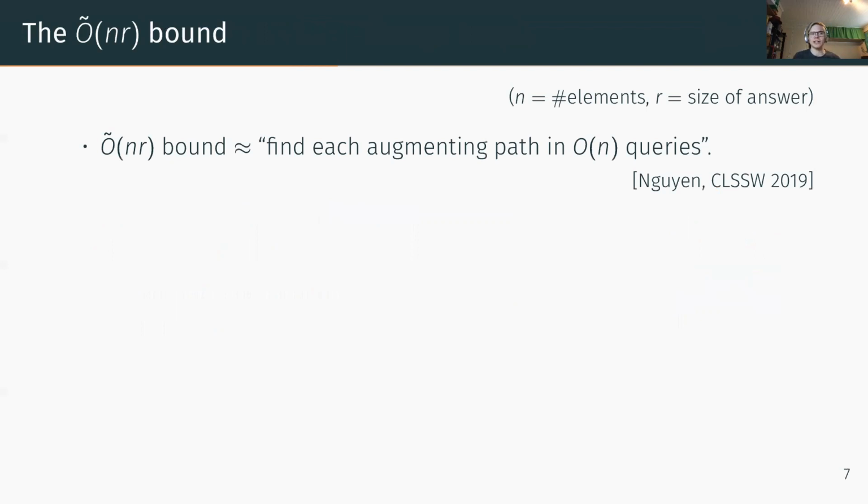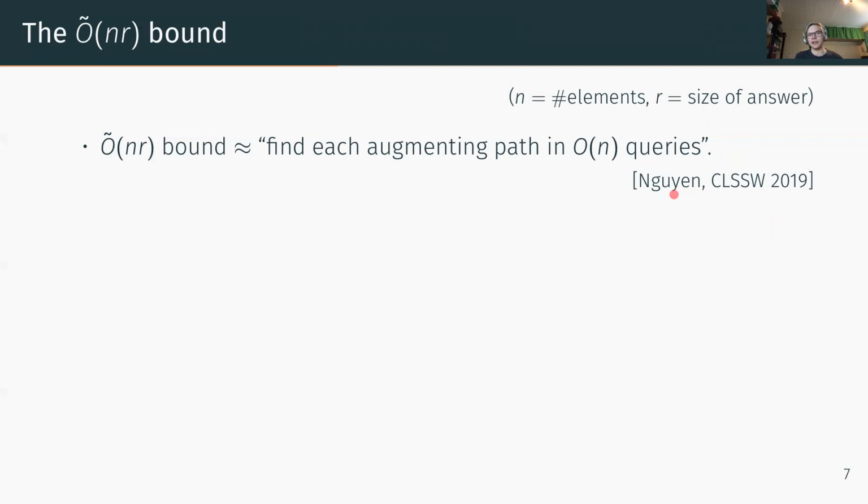So if we look at this O(nr) bound, which already exists, recall that n is the number of elements and r is the size of the answer. So this O(nr) bound essentially amounts to finding each of the r augmenting paths in n queries each. And there were two concurrent and independent papers in 2019, quite recently, which showed how to achieve this O(nr) bound.